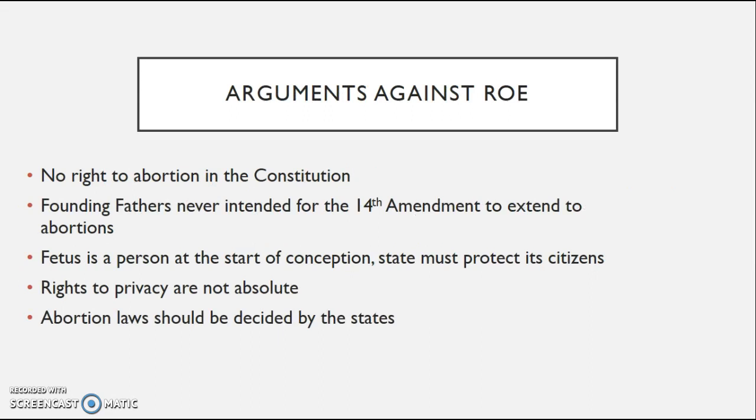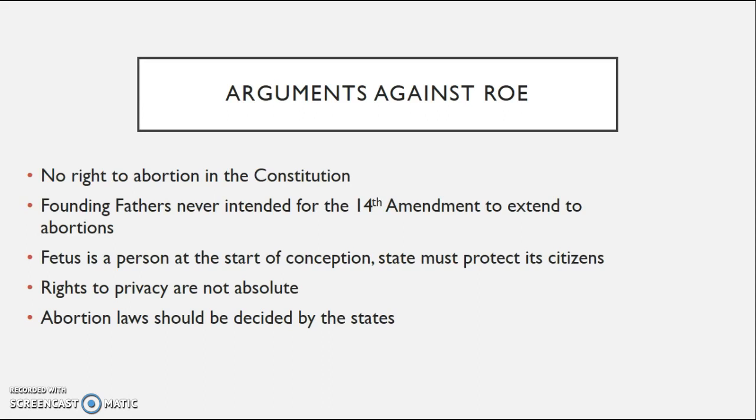On the flip side here, arguments against Roe is that, well, there's no right to abortion, it's not specifically mentioned, and that the Founding Fathers, and again, sort of taking an originalist approach here, never intended for the 14th Amendment to extend to abortions. The fetus is a person, according to advocates against Roe, that a person begins at the start of conception, rather, and that the state has a compelling interest to protect its future citizens, and that the right to privacy, even though it has been established to some extent in Griswold and other smaller cases, is not absolute.